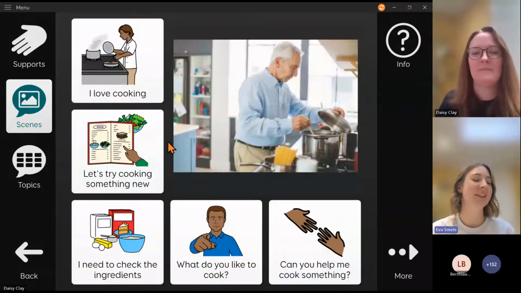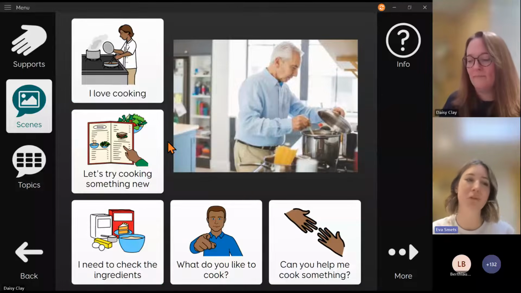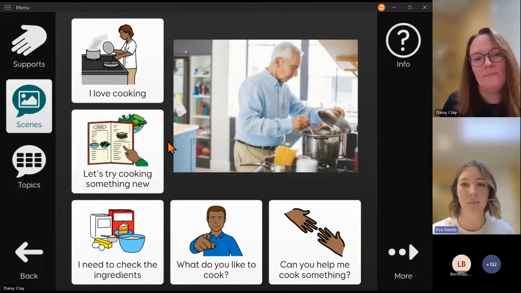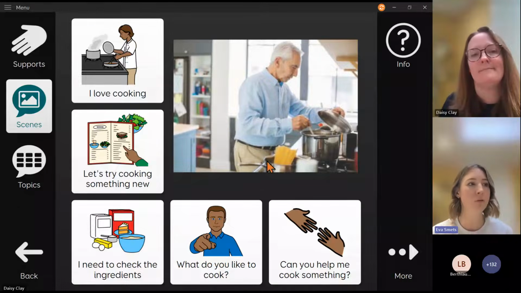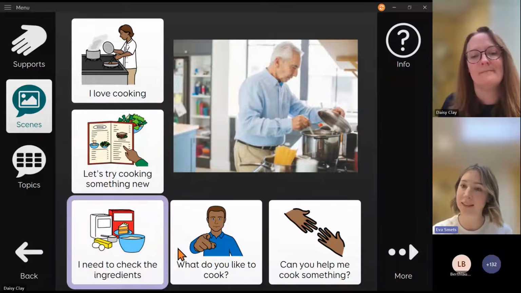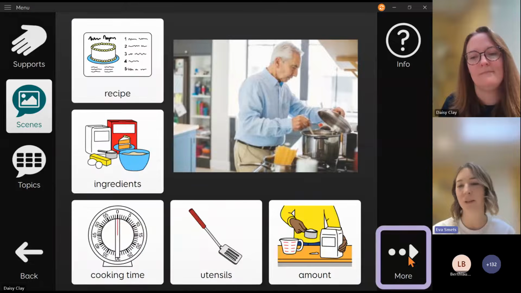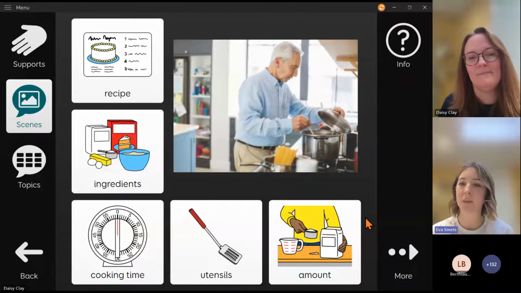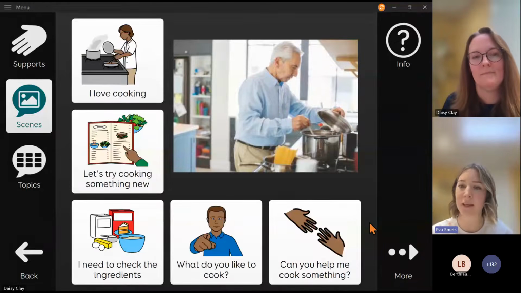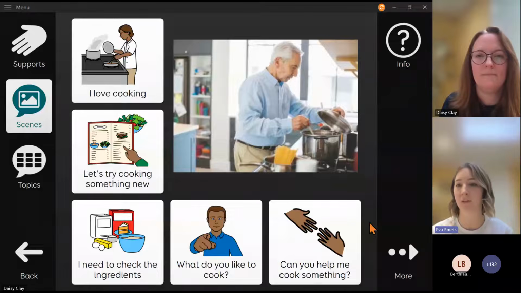Cooking. So you can see here that familiar format that you've seen in My Life and in Maths, where you've got this space for this large central photograph, and you've got 5 vocabulary cells, which are word list cells around there. And then if you hit more, you can see you've also got access to some useful single words. So scenes are really to support conversation and participation in activities and around topics that are really important to the individual. So yeah, we've got a variety of categories.